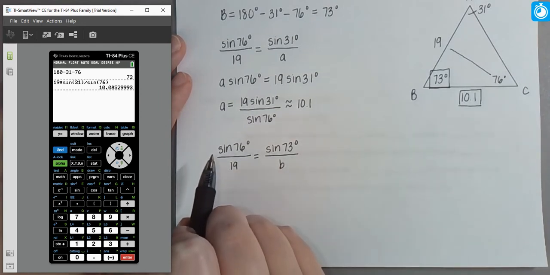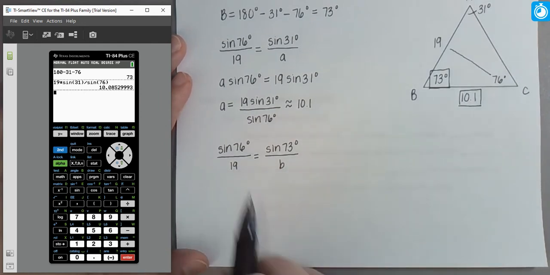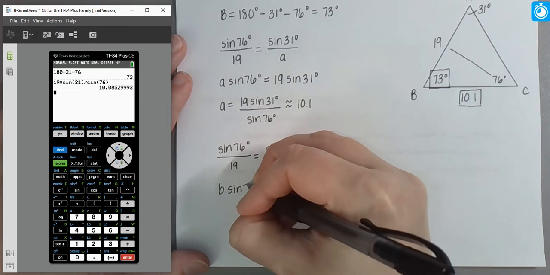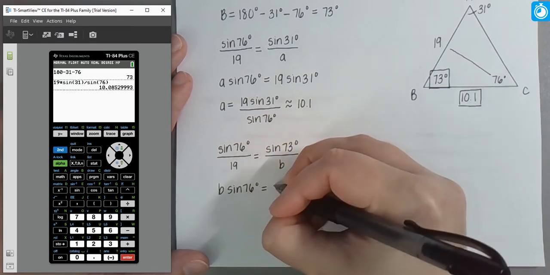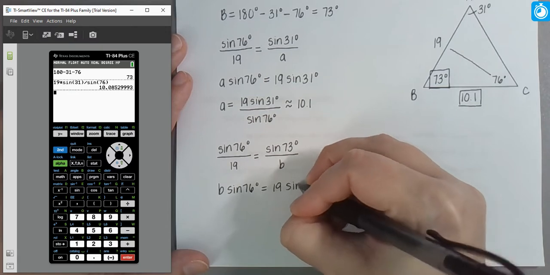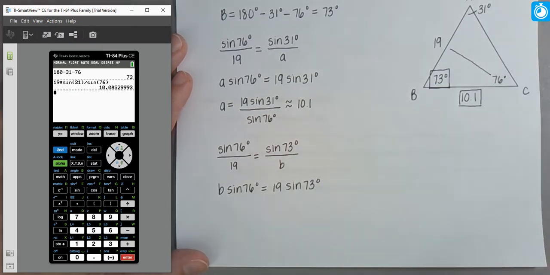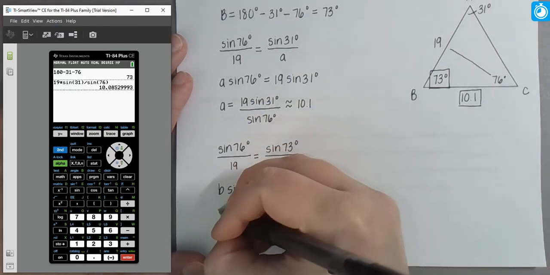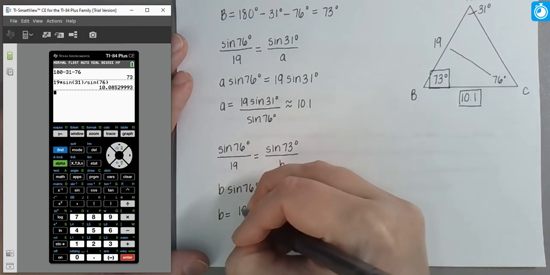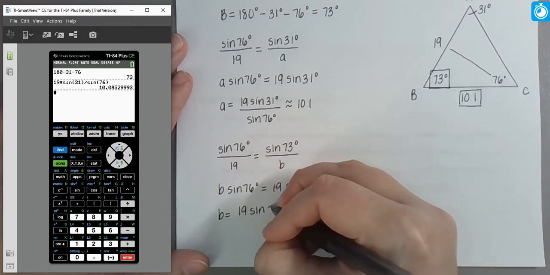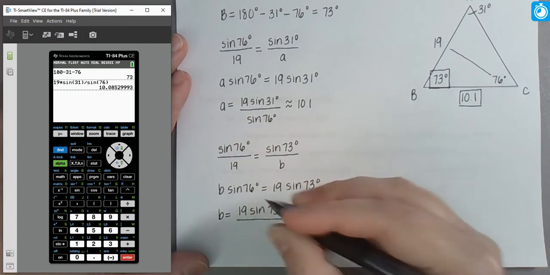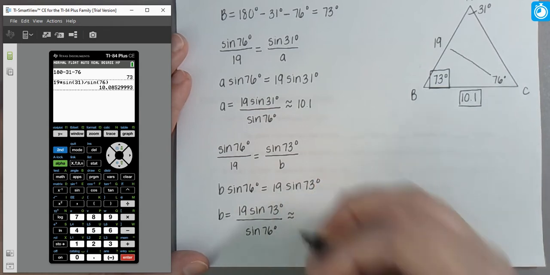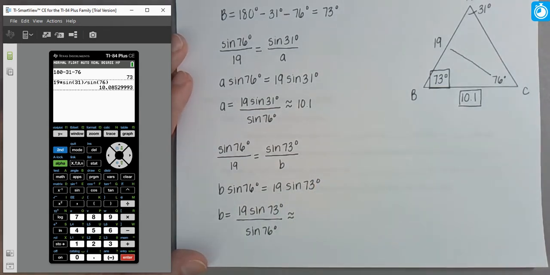So multiply both sides by B, multiply both sides by 19, so that we get rid of these denominators. So B times the sine of 76 degrees is equal to 19 times the sine of 73 degrees. We divide by sine of 76, move that over, and so B is equal to 19 times the sine of 73 degrees divided by the sine of 76 degrees. And then we're going to approximate that to 1 decimal place.